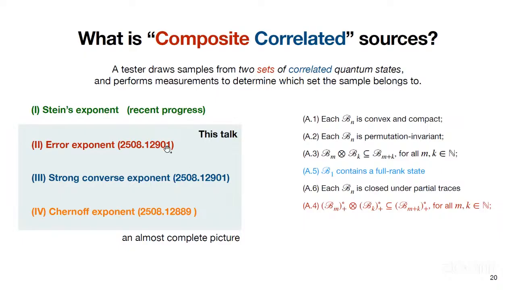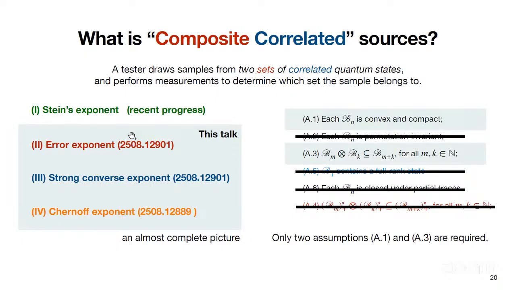So we hope that this result together with the Stein exponent will give us a more comprehensive understanding of the composite correlated resource. In particular, all the results that we introduce in this talk only require very minimum assumptions on the set. In particular, we only require two assumptions that are frequently used in the literature. The first one is that the set is convex and compact, and also they are closed or stable under the tensor product. That's the only assumption that we need. So it's a very generic, general result.